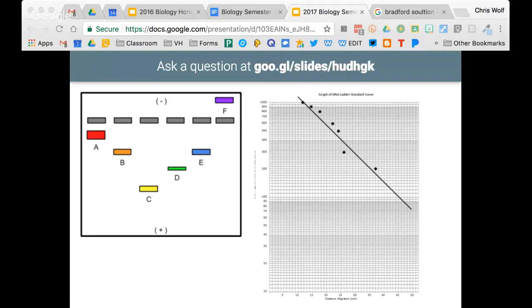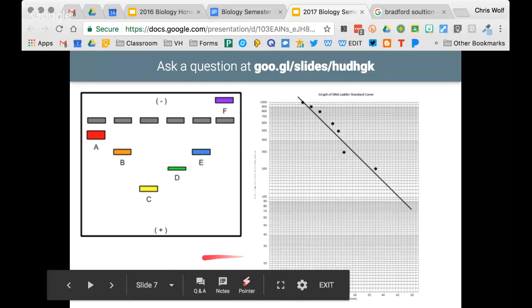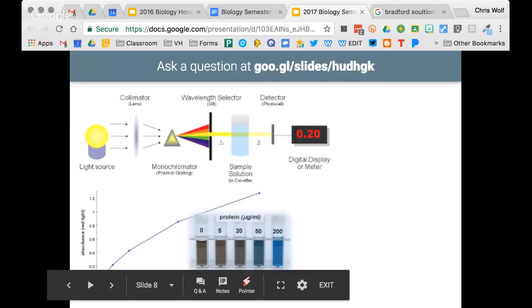Any other questions on gel electrophoresis before we move on? All right, we seem pretty good on that. So let us move on to the next slide and talk about spectrophotometry.